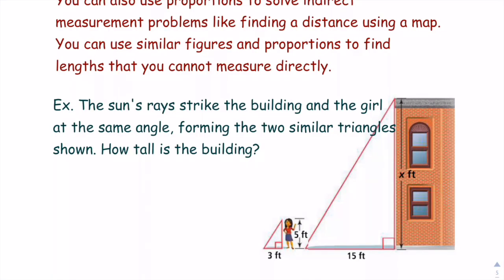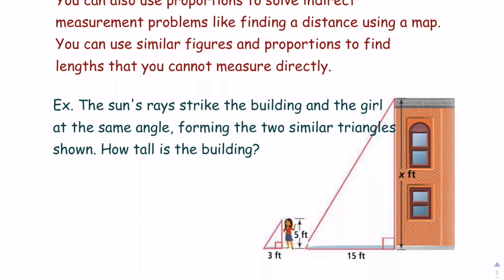I can also use proportions to solve some story problems that include some missing side lengths as well. When you have a person standing next to something else and they cast shadows, you create two similar figures of right triangles, as you can notice in this picture. In this example, it says the sun's rays strike the building and the girl at the same angle. That is what creates those two similar triangles, since they have the same angle with the sun. The two similar triangles are shown.